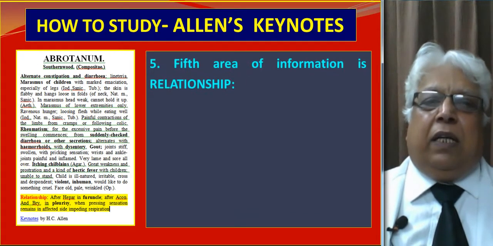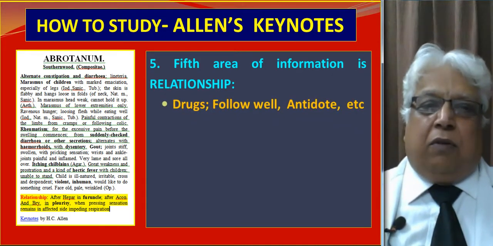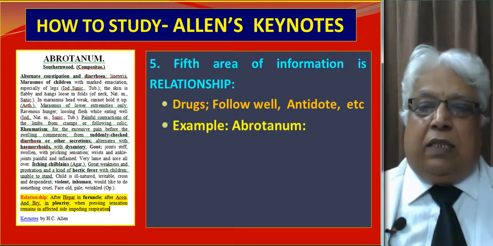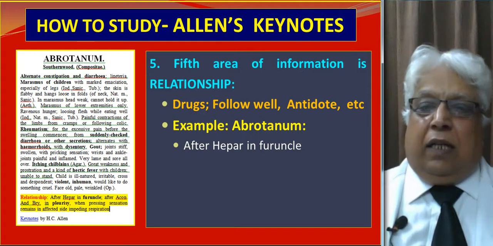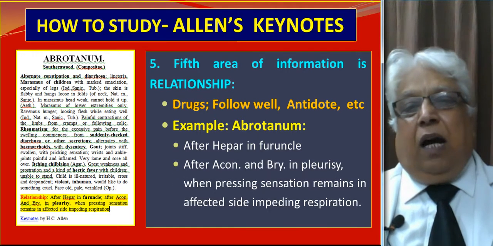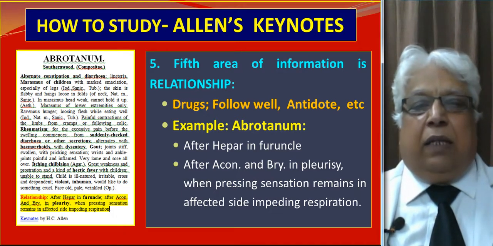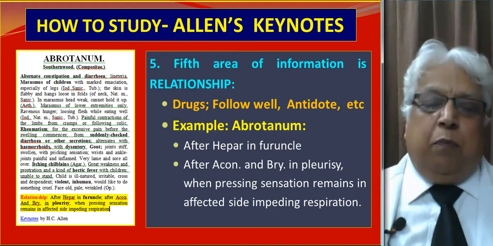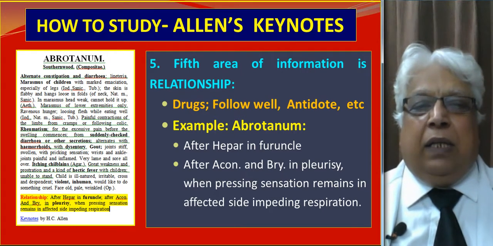Next, the fifth area of information is relationship. Drugs which follow well or antidote, etc., are more important. Let us see, for example, there is a very big underlying relationship in red, and that tells us: after hyperinfluenzal, after Aconite and Bryonia in pleurisy, when a pressing sensation remains in the affected side, impending respiration.